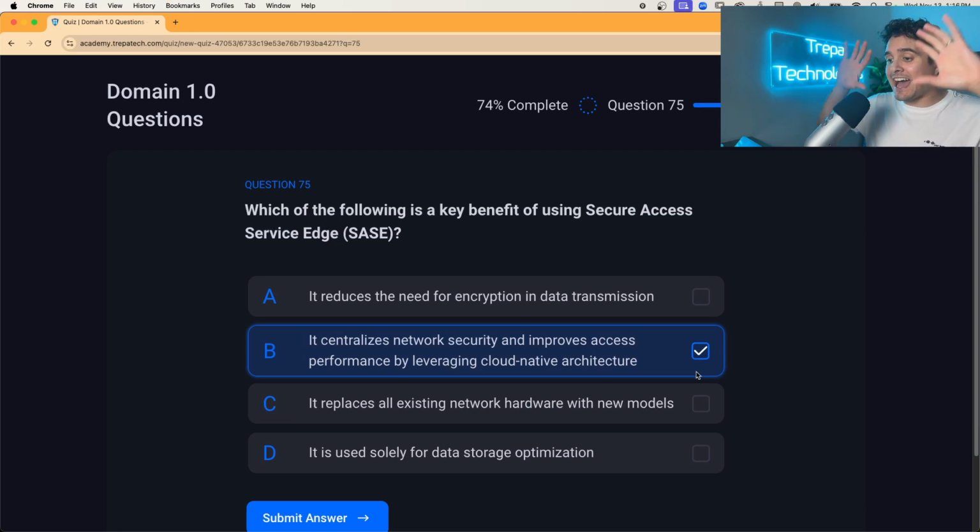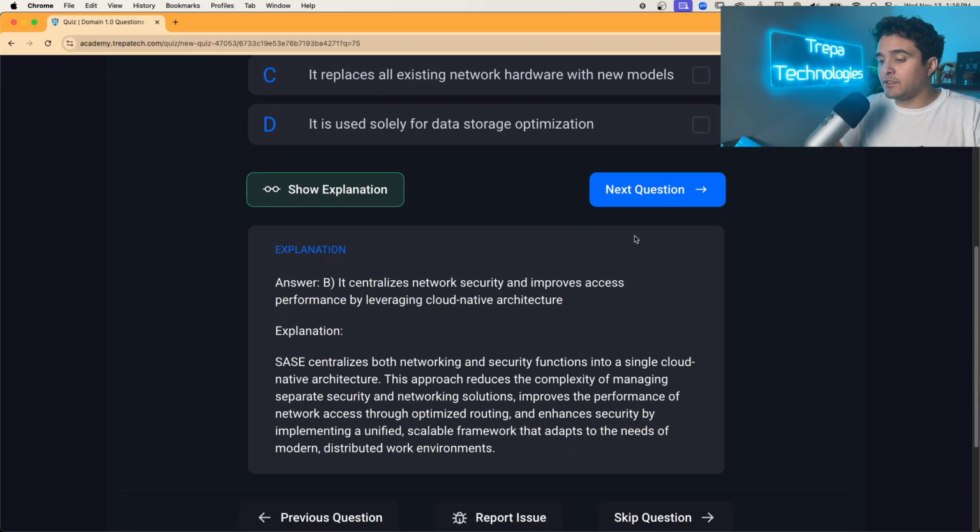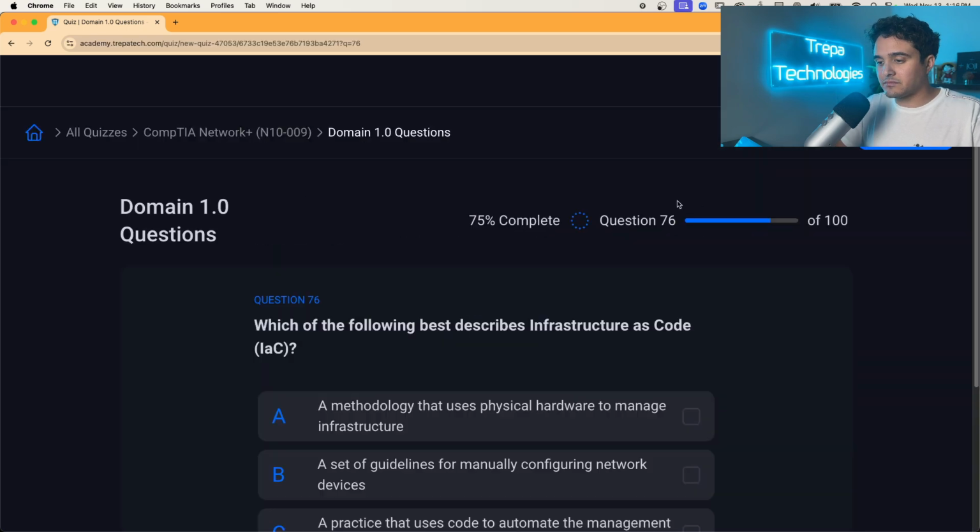So it kind of gets that hybrid environment, cloud, on-prem, data center, enterprise networks, and combines it into one, right? Secure Access Service Edge can do a lot of our EDR, XDR, our Cloud Access Security Broker. It can even do SDN as well for us. But yes, the answer here is B. Go ahead and pause the video if you'd like to read the explanation.